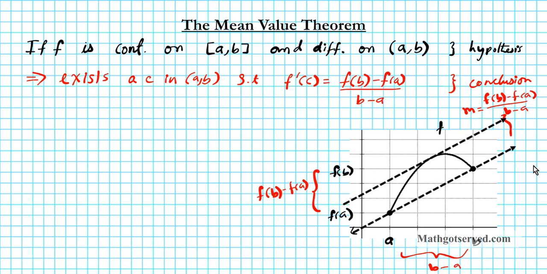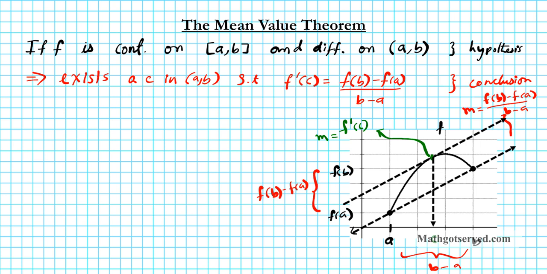So you see that this point of tangency right here, that's the C value that the mean value theorem says exists. At this point of tangency, the slope of this line is going to be f prime of C. That's what the slope of this tangent line is, and we have found the C that satisfies the conclusion of the mean value theorem. And you notice, where is the C located? That C is in the open interval (a, b).